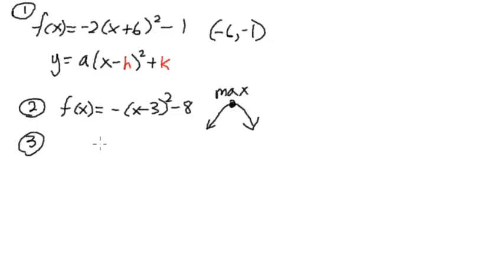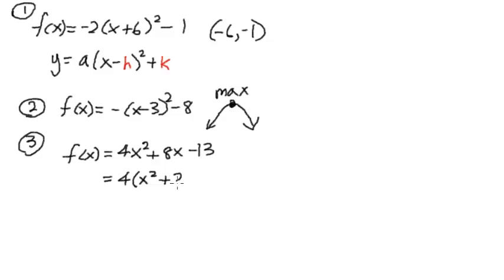Number 3. Give the vertex of the parabola. Okay, here's my parabola: 4x squared plus 8x minus 13. We're going to have to complete the square here. So we're going to first factor out a 4. x squared plus 2x plus something, minus 13.